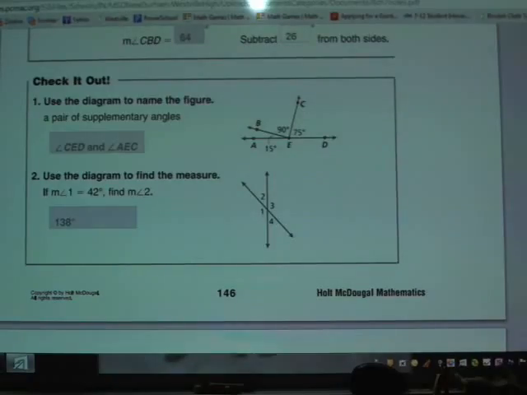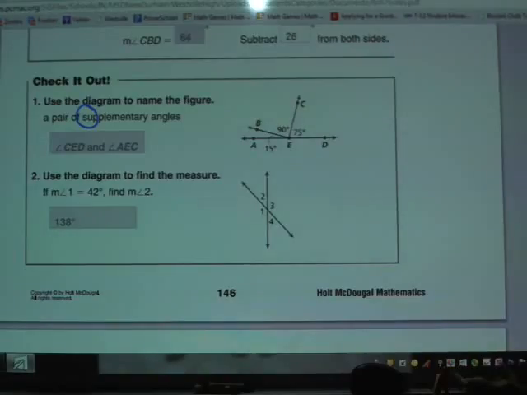So recall, what does supplementary mean? Supplementary means that it's two angles that add up to make 180 degrees. If you're having a hard time keeping supplementary and complementary straight, think of the S in supplementary as being the same S as in straight angle. And that should help you because a straight angle is 180 degrees and supplementary angles are also 180 degrees.